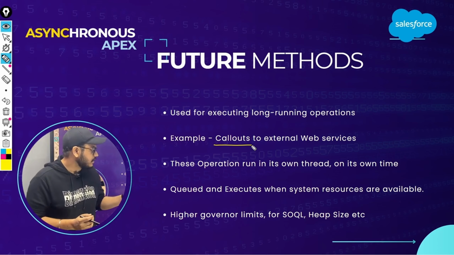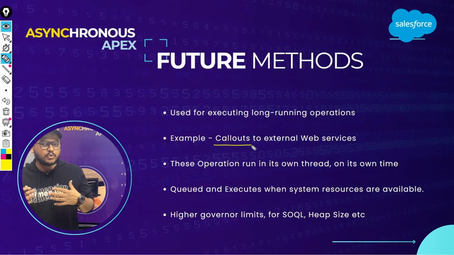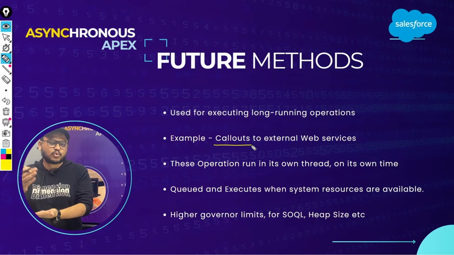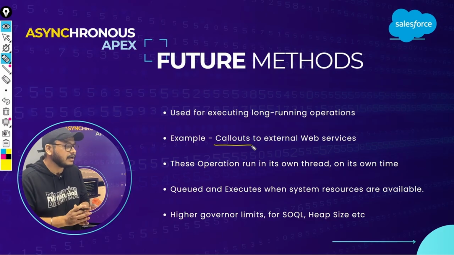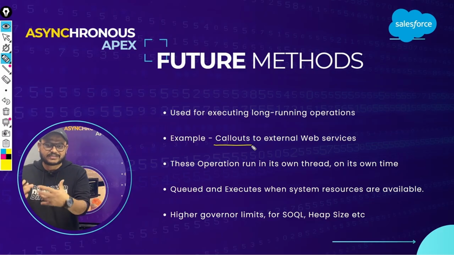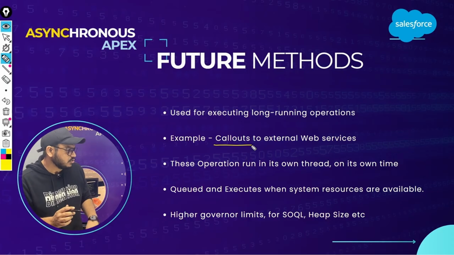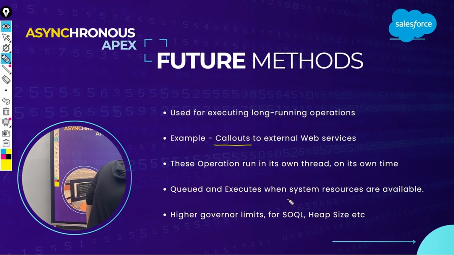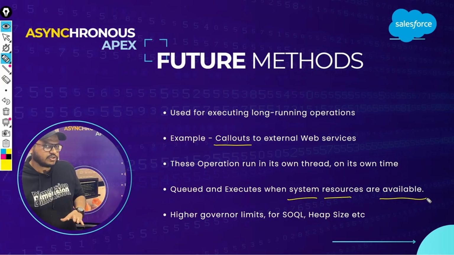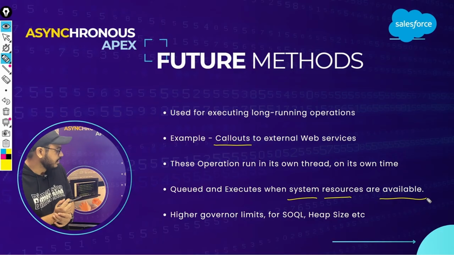These operations run on their own thread on their own time. As I said, it will wait in the job queue. It will run on its own thread on its own time when the system resources become available. So there is no hurry for this method to get executed immediately. These are queued and executed when system resources are available. So this is what we have discussed. It waits for system resources to become available, and when the system resources are available, then it gets executed.